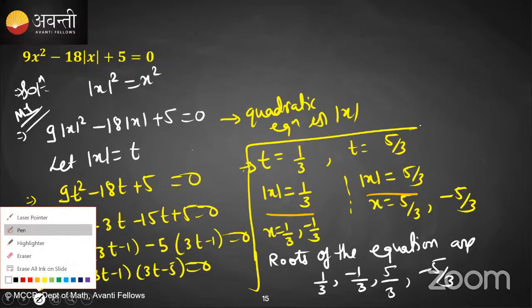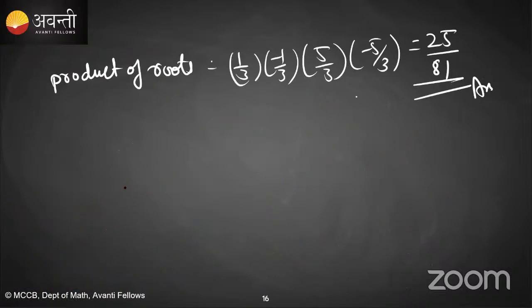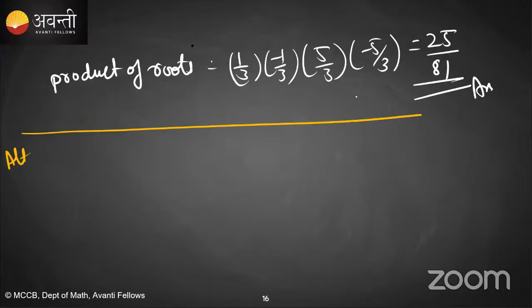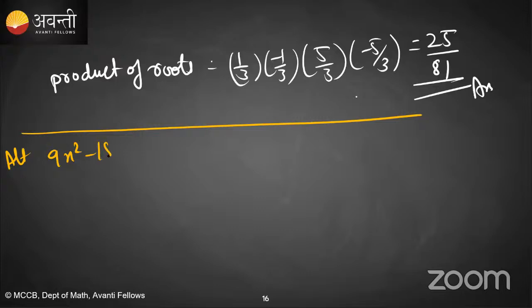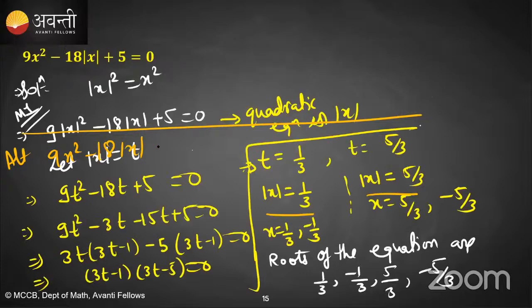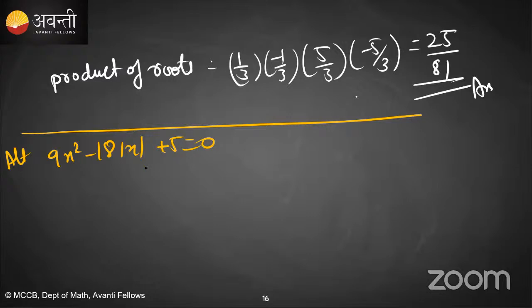So students, as I was saying, there is an alternate method to do this question. What is that method? The alternate method is, this is written as 9x square minus 18 mod x plus 5 is equal to 0. You know that this x can be positive or negative. So assume x is positive, and then it becomes 9x square minus 18x plus 5 is equal to 0.